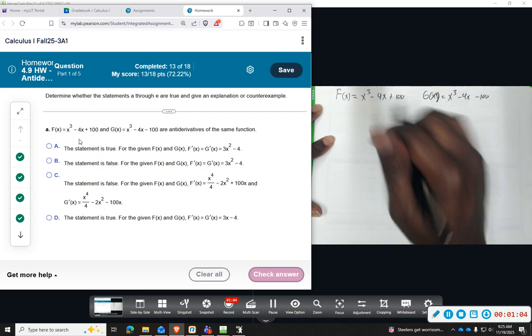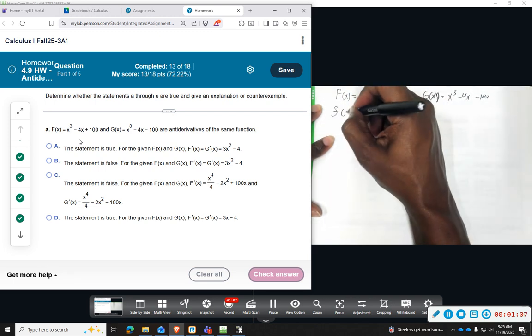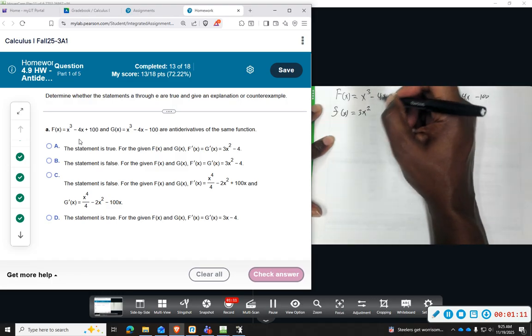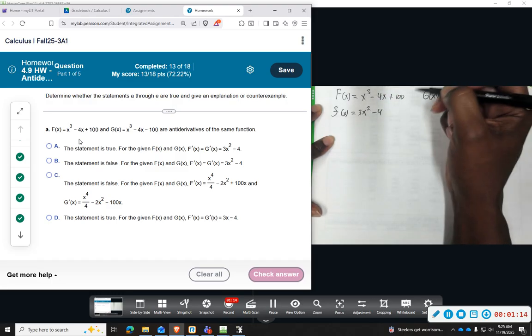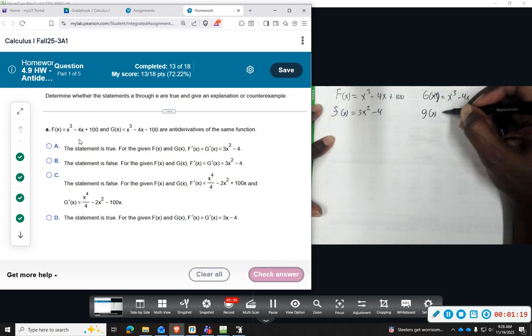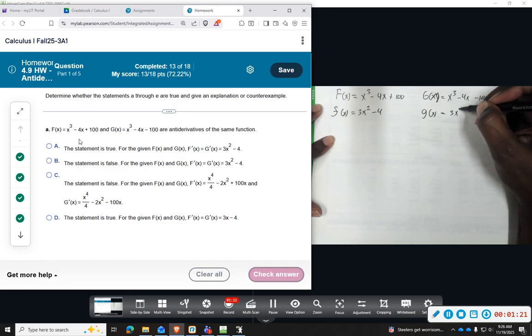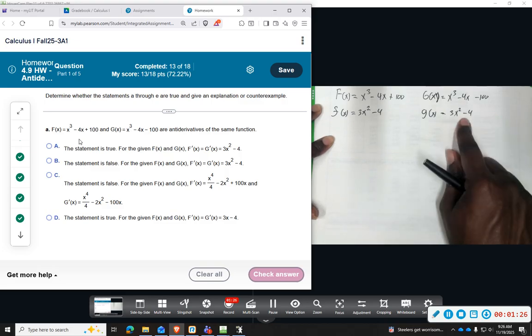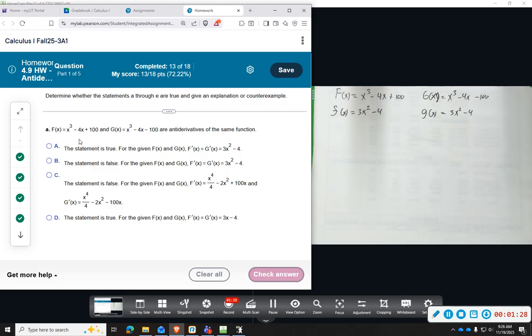So if we take the derivative, if we find little f of x, that would be 3x squared minus 4, and then the constant goes to 0. When you take the derivative of capital G of x, you get little g, and that will give us 3x squared minus 4, and then the constant goes to 0. So the fact that you get the same thing says yes. So we'll say the statement is true. For the derivatives, both of them, you get 3x squared minus 4.